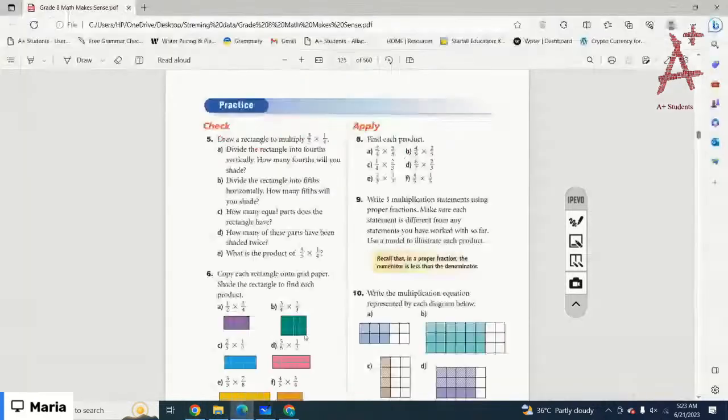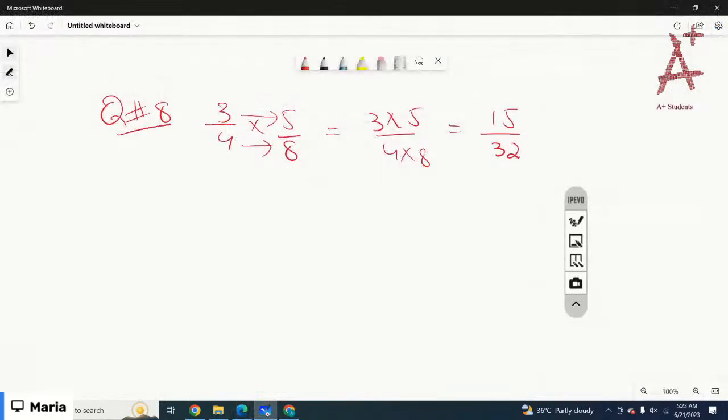So that is 15 over 32. Let's just do another one. 2 by 3 times 1 by 3. So when multiplying fractions, you have to do numerator times numerator and denominator times denominator. So it would be 2 times 1 is 2 and 3 times 3 is 9. Got it?